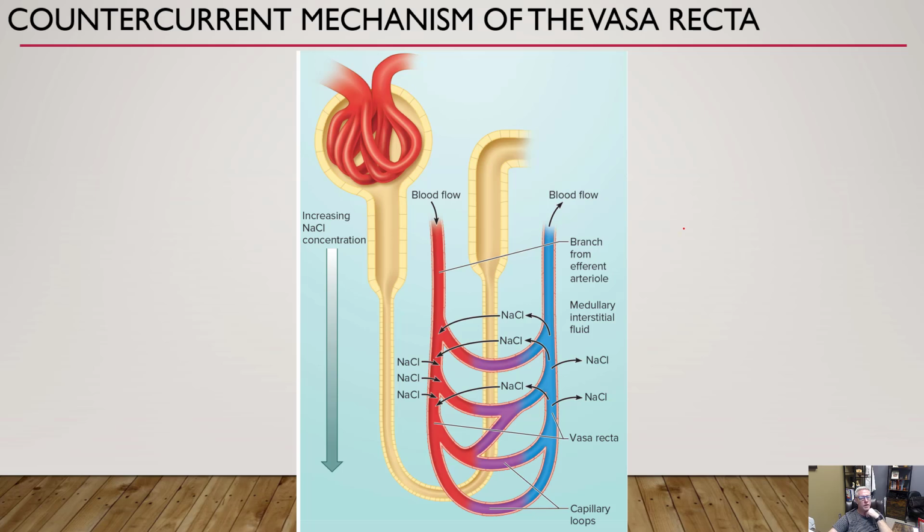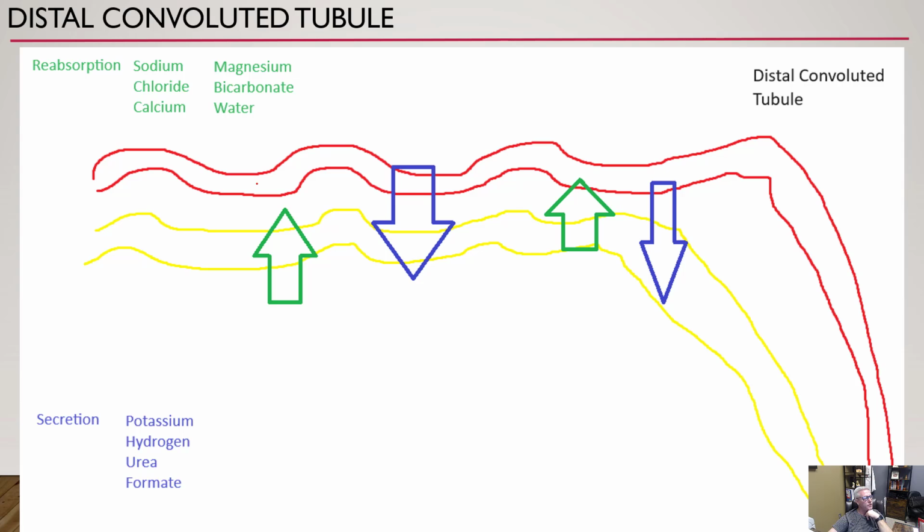All right, so in the distal convoluted tubule, remember, reabsorption goes from the nephron to the bloodstream. Secretion goes from the bloodstream to the nephron. Reabsorbed are sodium, chloride, calcium, magnesium, bicarb, and water. Secreted are potassium, hydrogen, urea, and formate. And again, you don't have to know these.